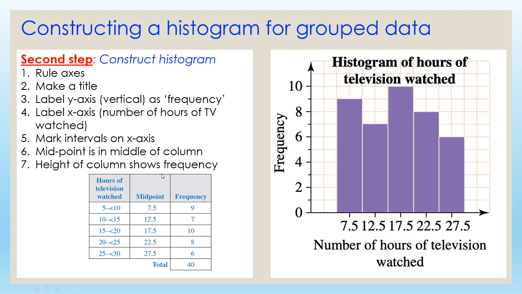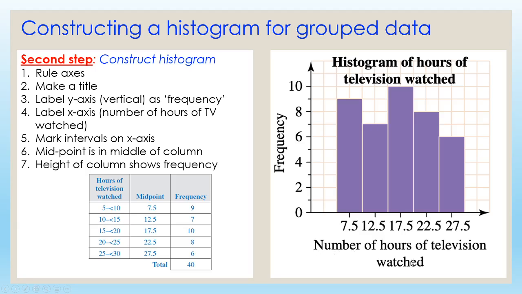So one way of doing it is like this. We have our frequency running up the left hand side. This is a histogram of hours of TV watched. We have our midpoints across here. Now we could go 5 to 10 and so on, but the midpoints just make it a little bit neater because we don't have as many numbers appearing down the bottom.